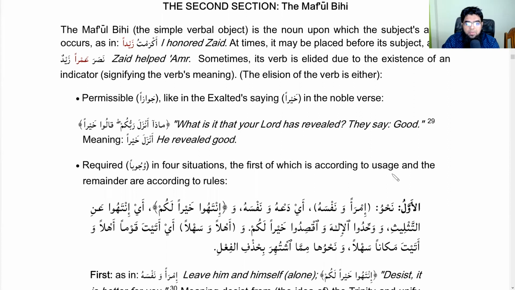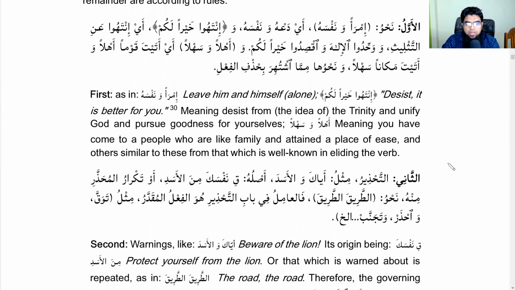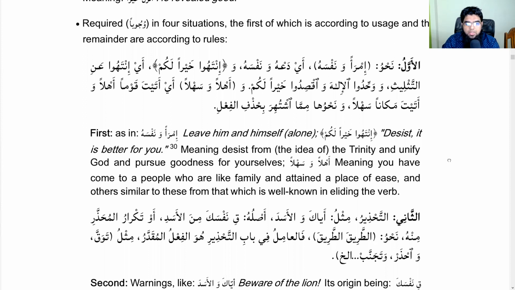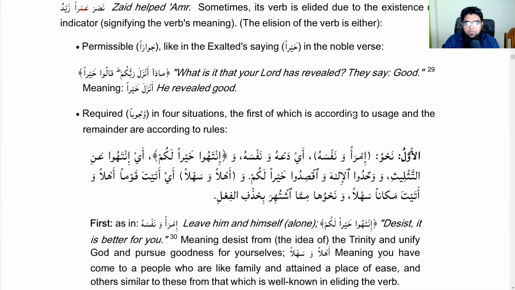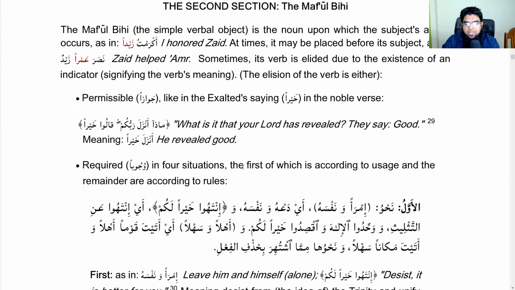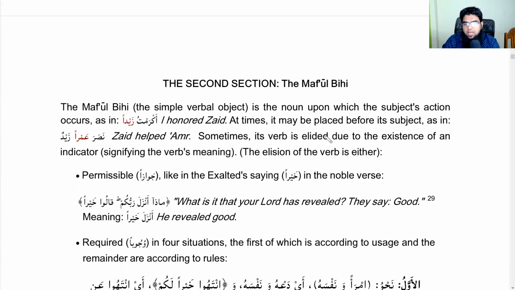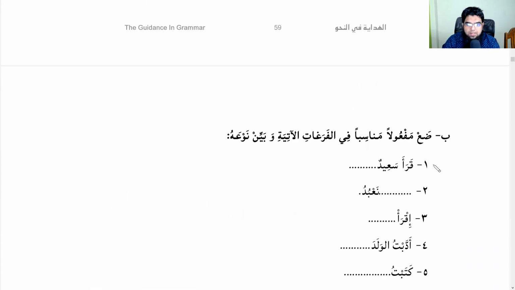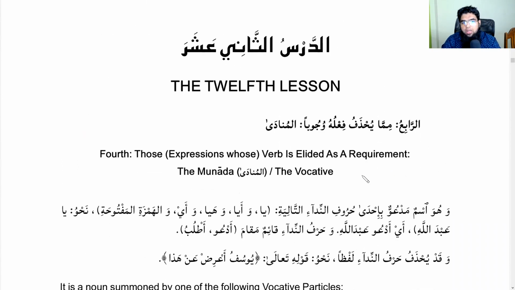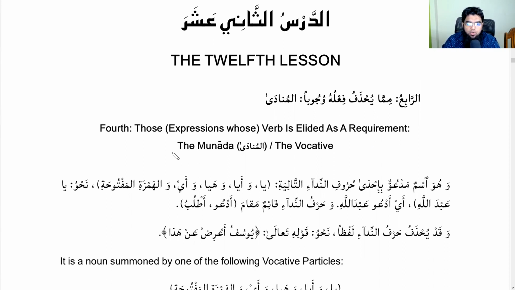He talked about the places where you have to delete the verb mandatorily. Wujuban, required. Sometimes the verb is elided, deleted. So the fourth place is in Munada, you have to delete. الرابع مما يحذف فعله وجوبا المنادى. For those expressions whose verb is elided as a requirement, it's the munada, the vocative. So here, the verb should be deleted.